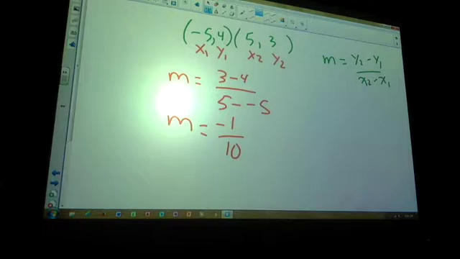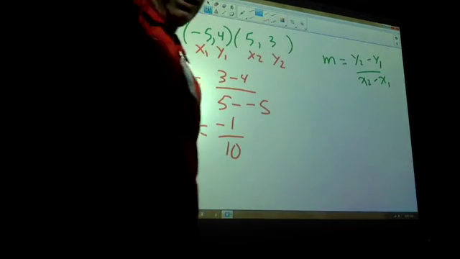Hey, is this slope increasing or decreasing? Decreasing. It's decreasing. Why is it decreasing? Negative. It has a negative. Good. All right? All right, so that's 1, 2, and 3.